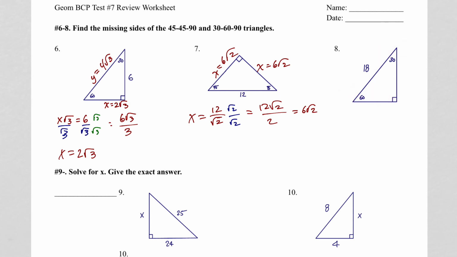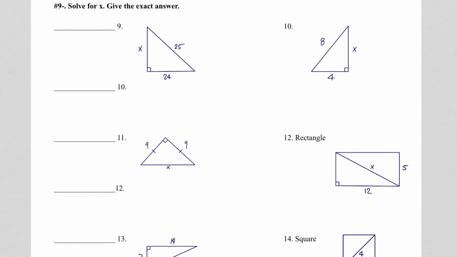This is a 30, 60, 90 triangle, so the short side is always half the hypotenuse. And the long leg is always this times root 3. If you happen to remember a 7, 24, 25 right triangle, that's fine. You can see that this is 7, but most people won't remember that. So let's go through the work.